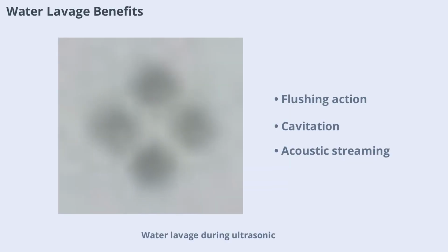Water lavage during ultrasonic instrumentation provides three main benefits: flushing action, cavitation, and acoustic streaming. Flushing removes calculus, blood, bacteria, and plaque from the treatment site. Cavitation involves the collapse of tiny bubbles, releasing shock waves that lyse bacterial cell walls. Acoustic streaming produces pressure within the periodontal pocket, affecting bacteria sensitive to this effect.